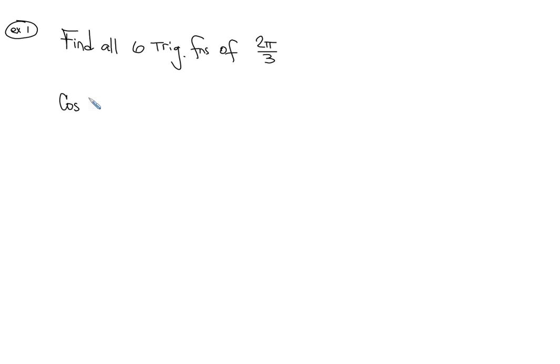So we have cosine of 2 pi over 3. Sine of 2 pi over 3. Tangent of 2 pi over 3. And then we have the reciprocal functions. So we also have secant of 2 pi over 3, cosecant of 2 pi over 3, and then cotangent of 2 pi over 3.